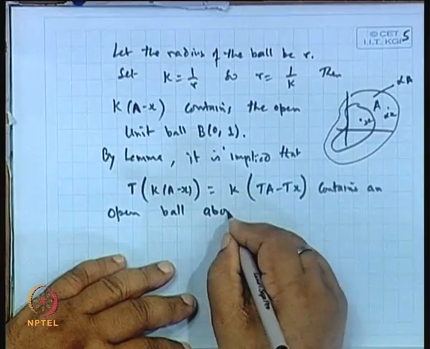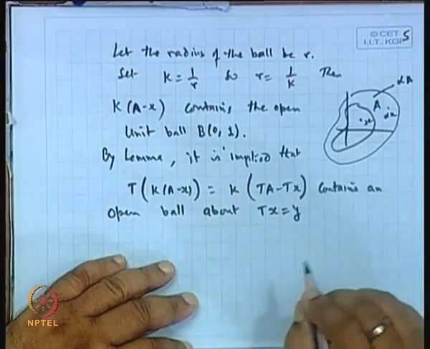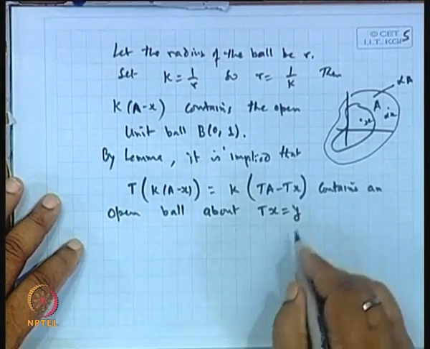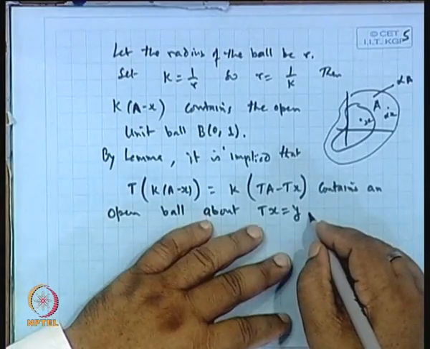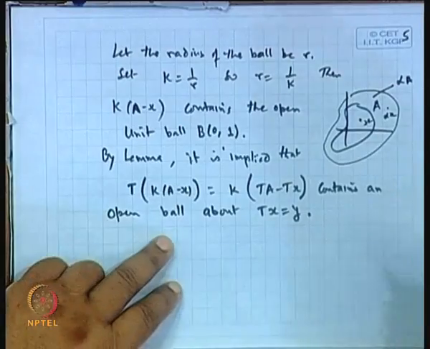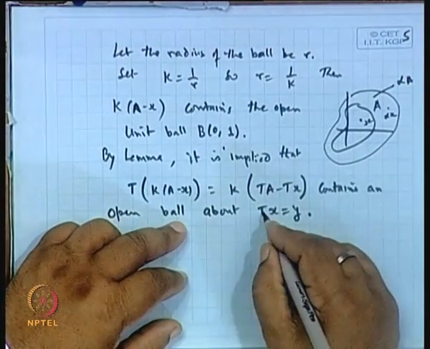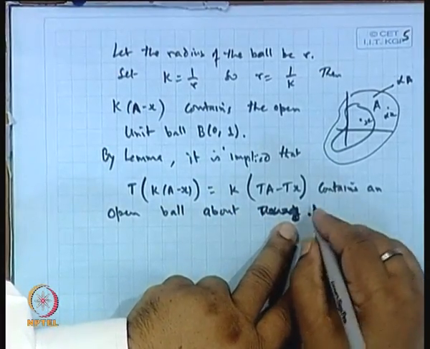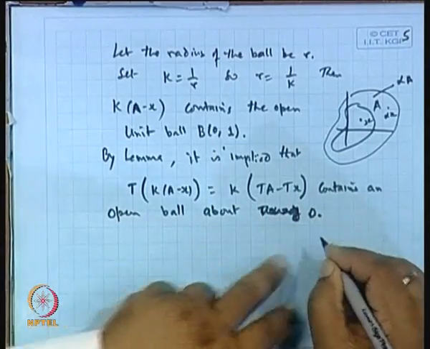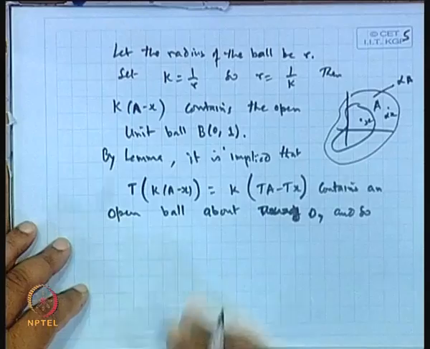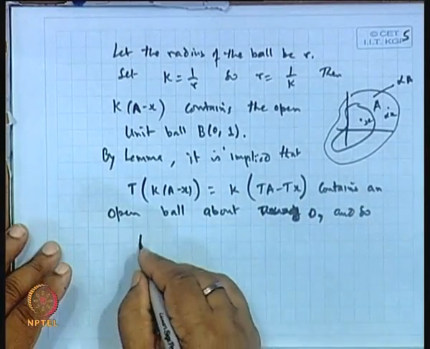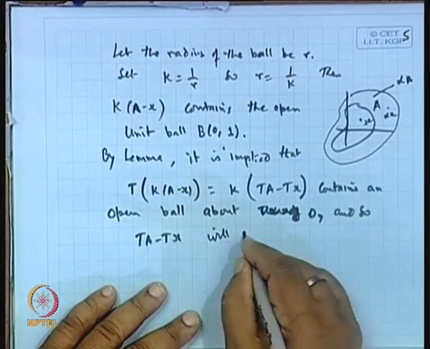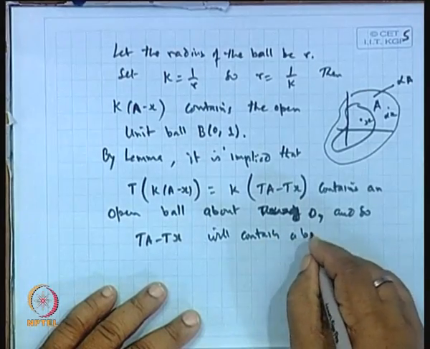about T x equal to y, is it not? But this contains an open ball about 0. So, about this will contain an open ball about 0, and so k is simply a scalar. So, this set, T A minus T x, will contain a ball about 0.